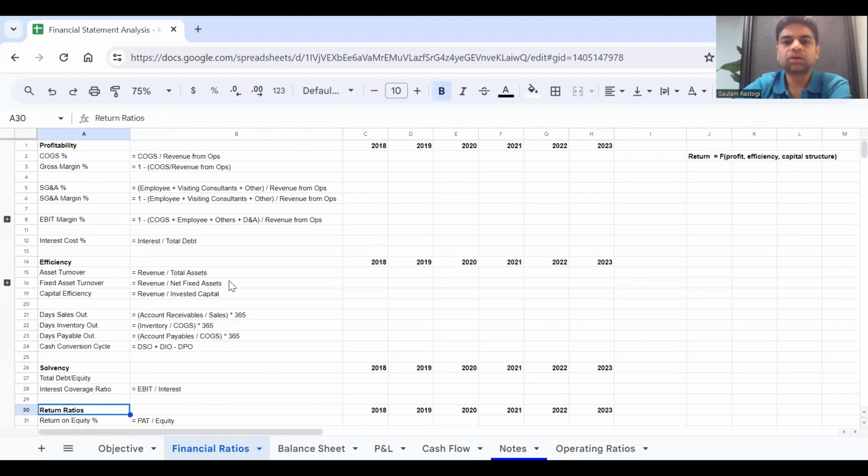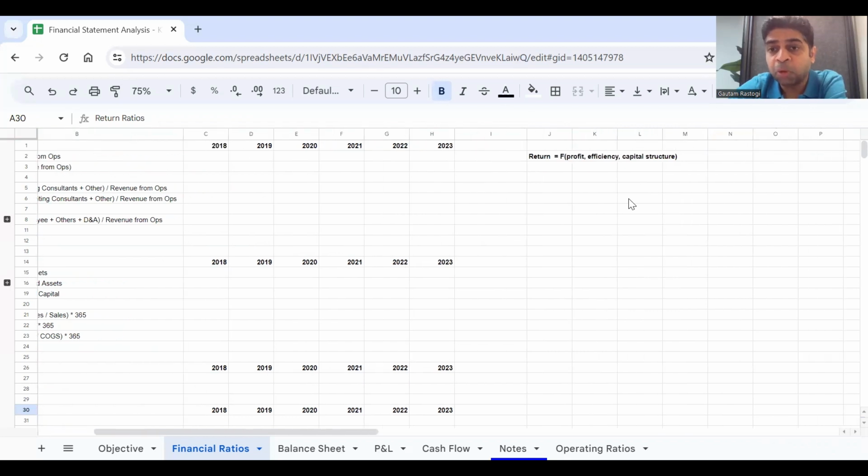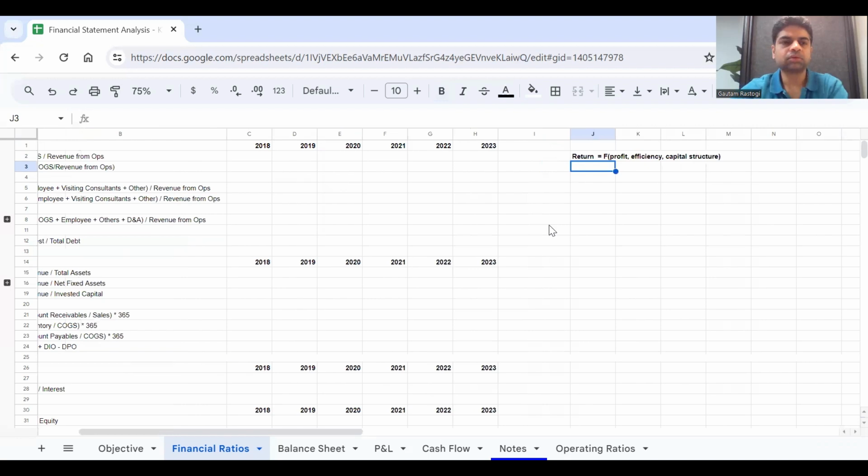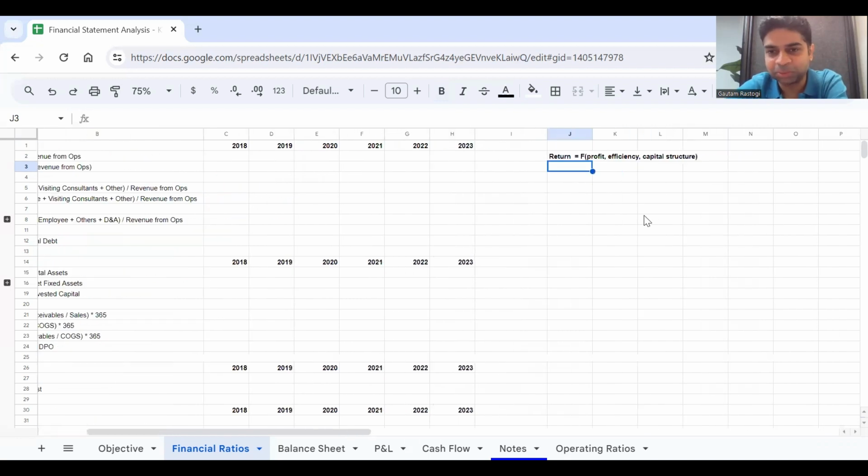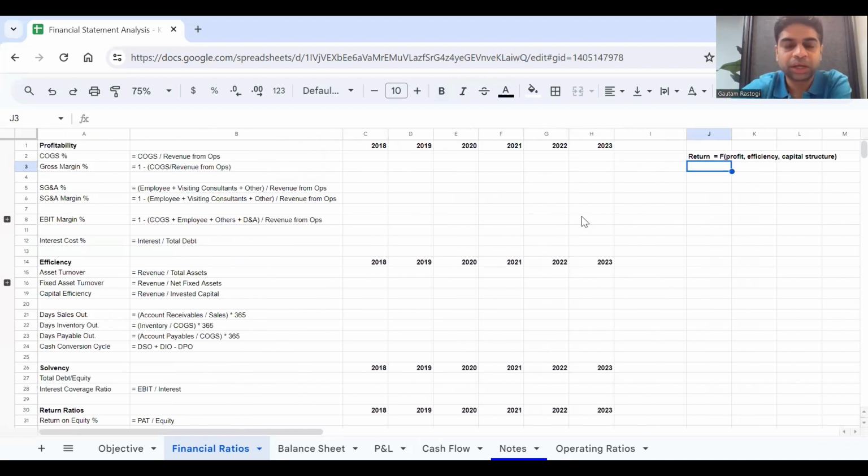And the DuPont formula, which we would cover towards the end, gives you the exact relation as to how these three parameters in combination give you the return. So it's not very abstract. So now with that, let's first talk about profitability.